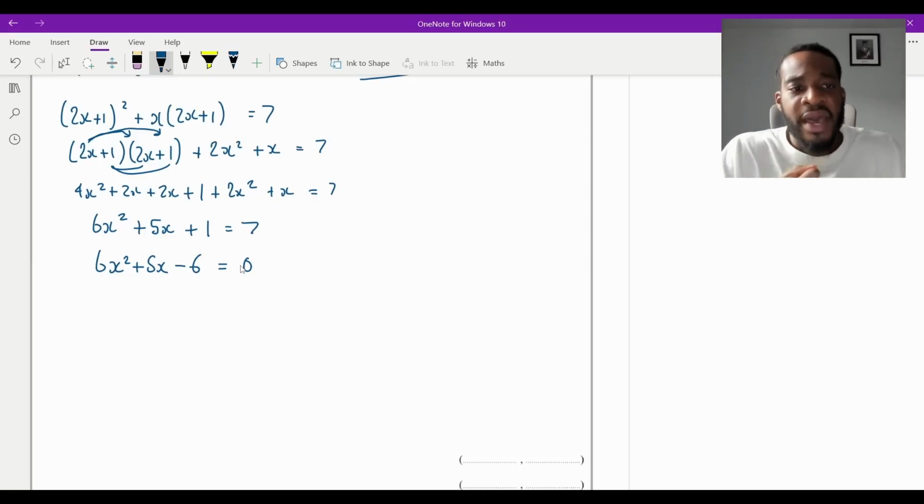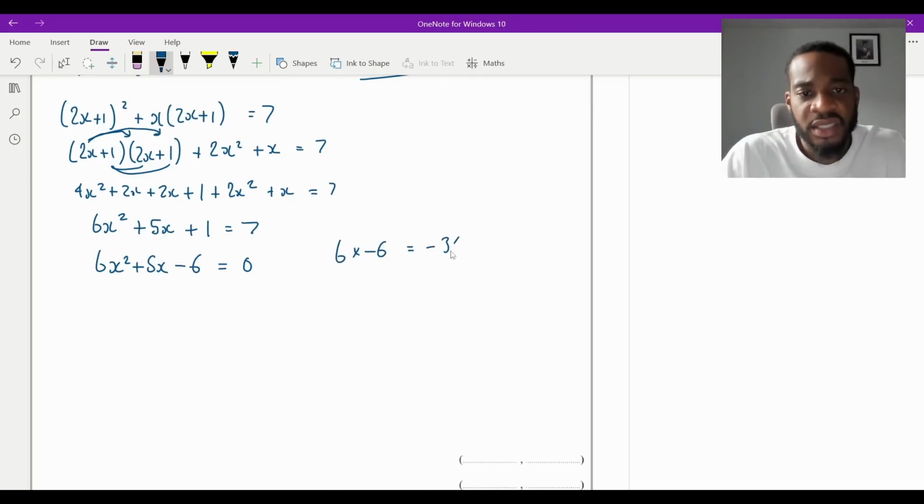Okay. So now we're here. We need to factorize, don't we? So how do we go about doing this? Well, we're going to do the AC method. 6 times minus 6 is going to equal minus 36. I need two factors of minus 36 that will also add to make a positive 5, which is going to be, so it's not going to be minus 6 and 6.